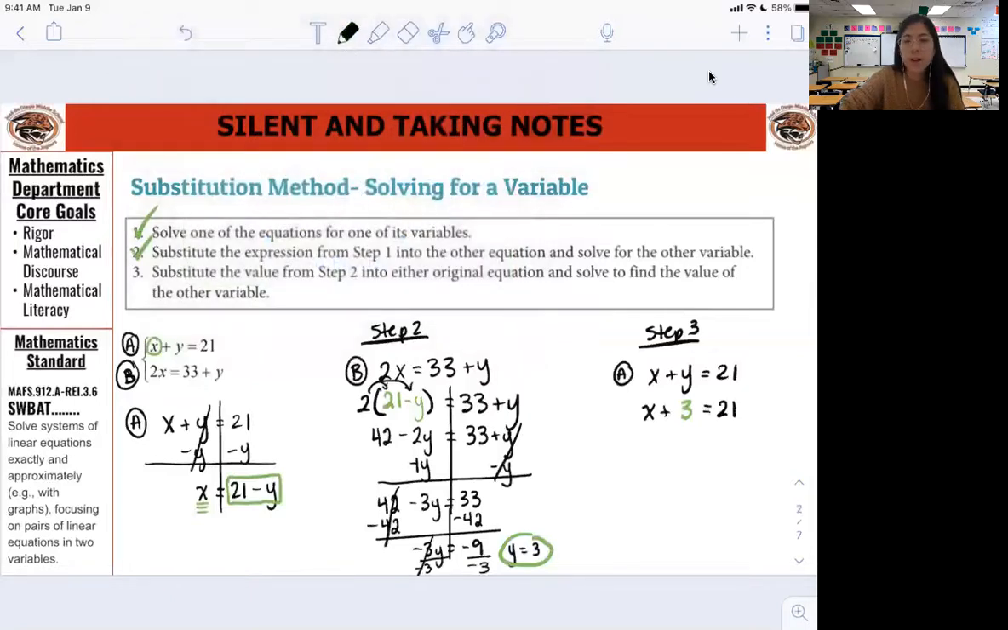And now I'm going to solve for x. All I have to do is subtract 3 from both sides. Okay, so 21 minus 3, that'll give me my final answer, and I get 18.